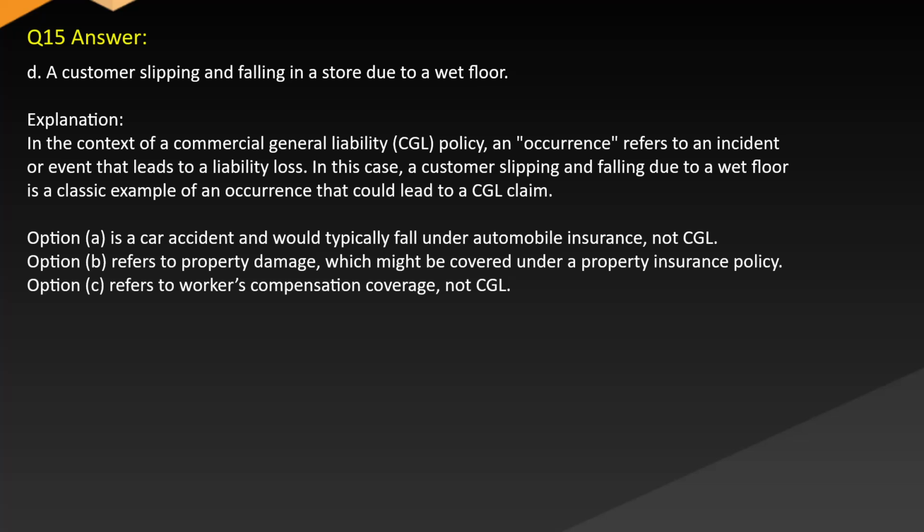Explanation: in the context of a commercial general liability CGL policy, an occurrence refers to an incident or event that leads to a liability loss. In this case, a customer slipping and falling due to a wet floor is a classic example of an occurrence that could lead to a claim. Option A is a car accident and would typically fall under automobile insurance, not CGL. Option B refers to property damage, which might be covered under a property insurance policy. Option C refers to workers' compensation coverage, not CGL.